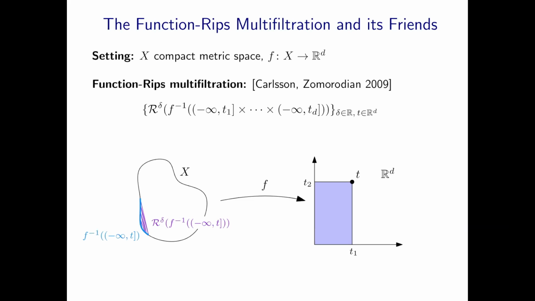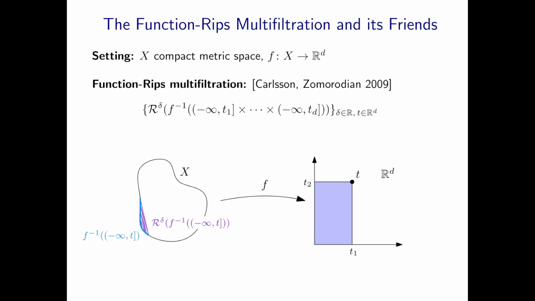All right. So what do I call function geometric multifiltrations? Those are generalizations of what we know as the function Rips multifiltration. So here's the definition. Given a compact set X, and a function f from X to some R^n, I wrote R^d, but it's R^n. It will be R^n throughout the talk.